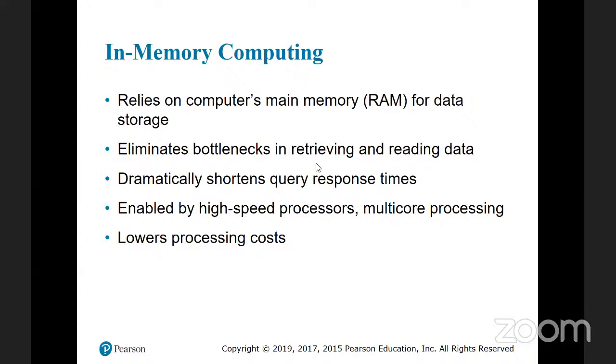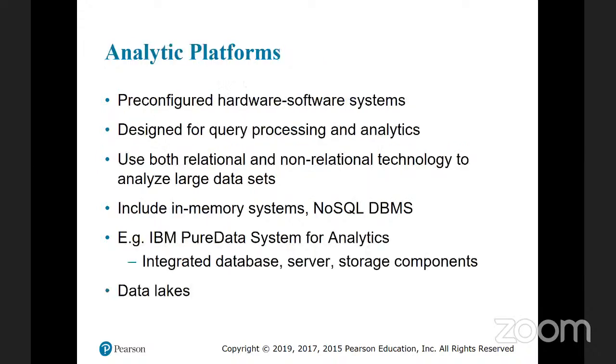Right. And if you have in-memory computing, that's going to be useful if you also couple it with high-end processors and multi-core processing so that the processing costs are lower. And why do we want to lower processing costs? Because if you're having big data, it's a whole heap of processing that needs to take place if what you want to do is to analyze that data for business intelligence, which is the topic of this lecture.